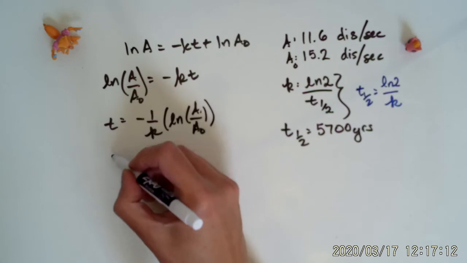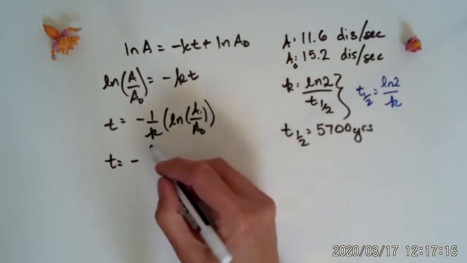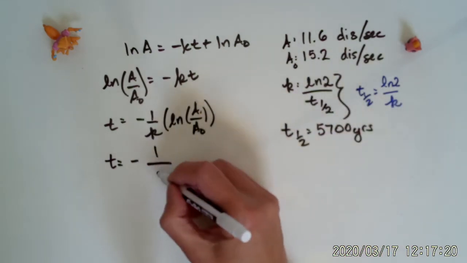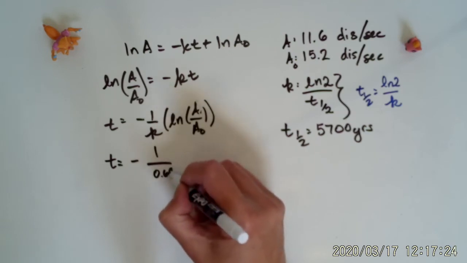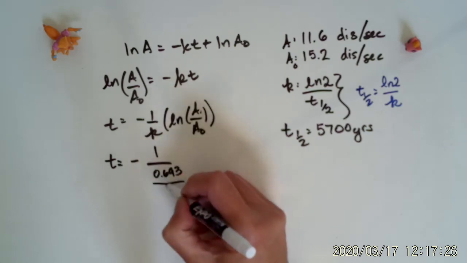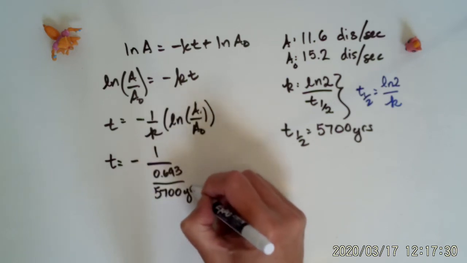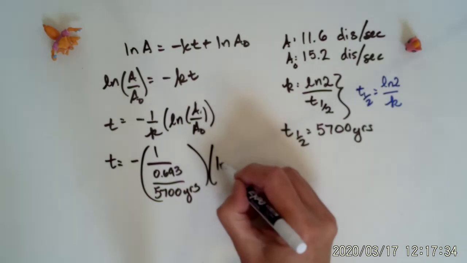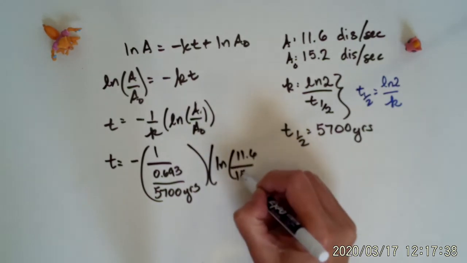So now that we have our equation, we'll just go ahead and fill it in. Minus 1 over k is equal to log of 2, so that's 0.693 divided by 5,700 years times the natural log of 11.6 over 15.2.